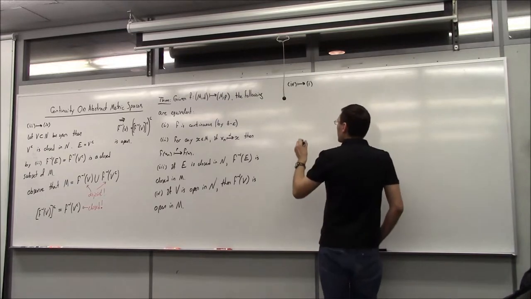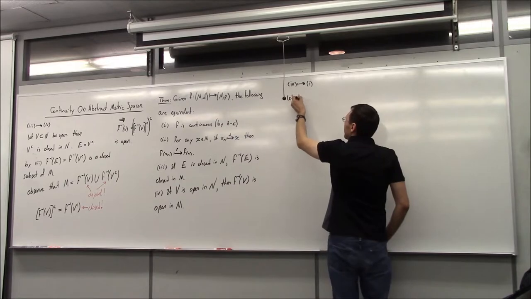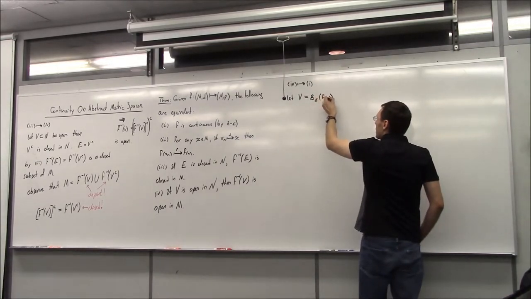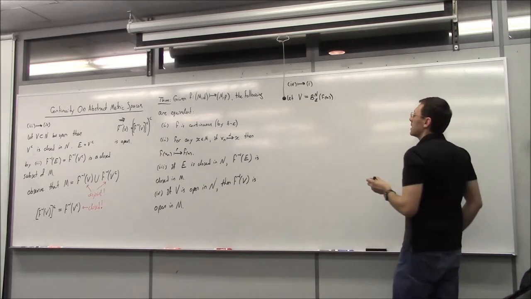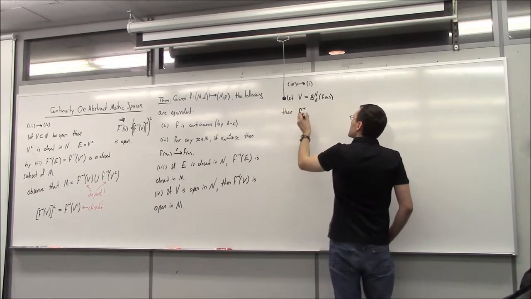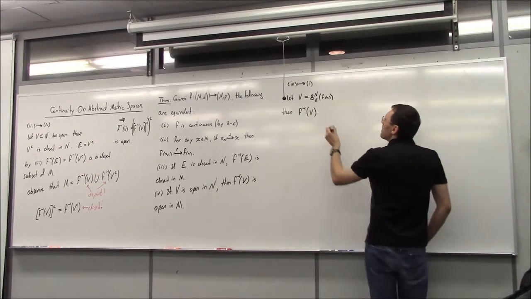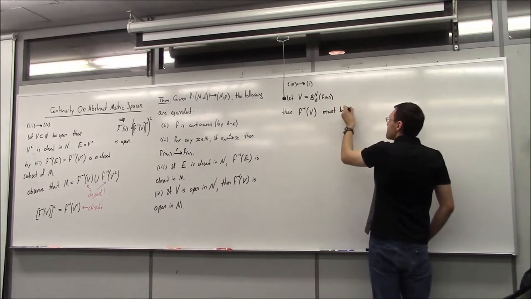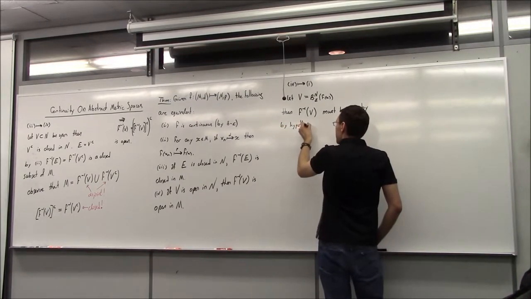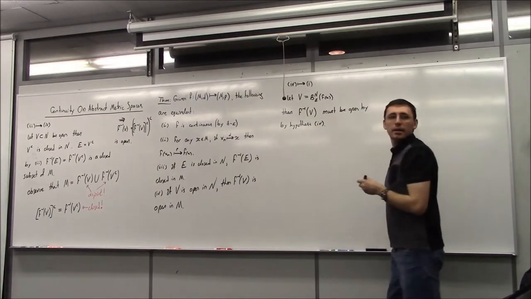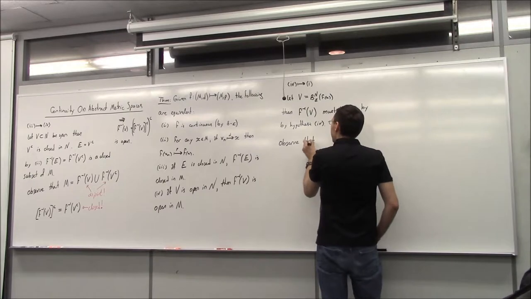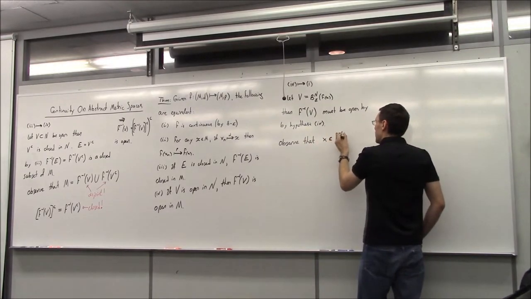Why is that true? So what we do is let V equal the ball of radius epsilon around f of x, where the ball is in N. Okay? That's an open set. Then f inverse of V must be open, by hypothesis 4. Observe that x belongs to the preimage of V.